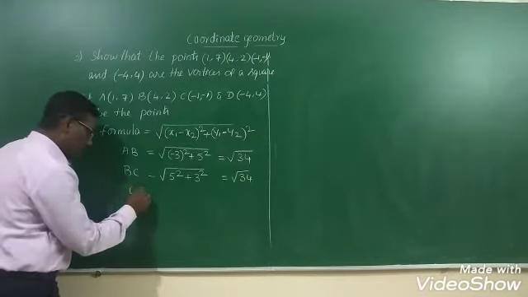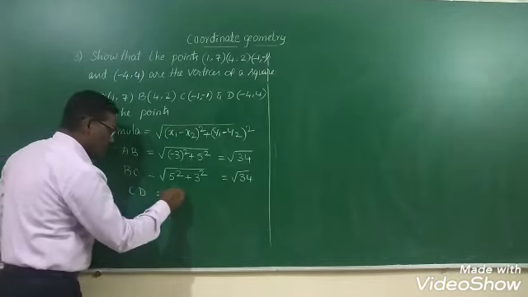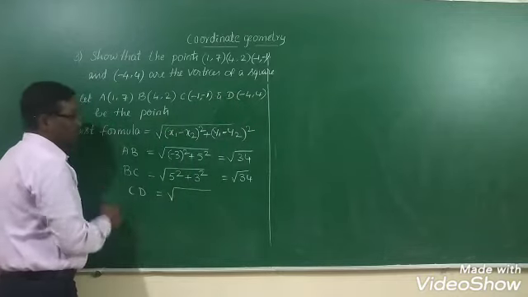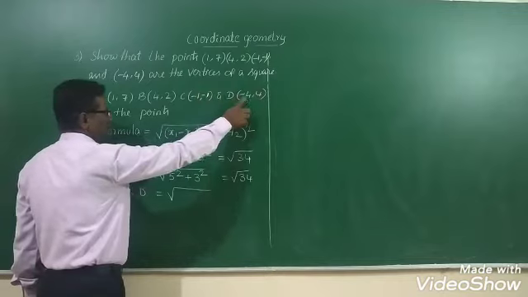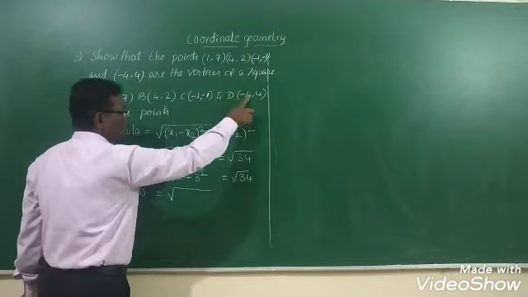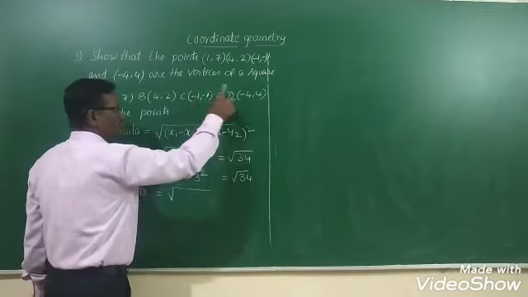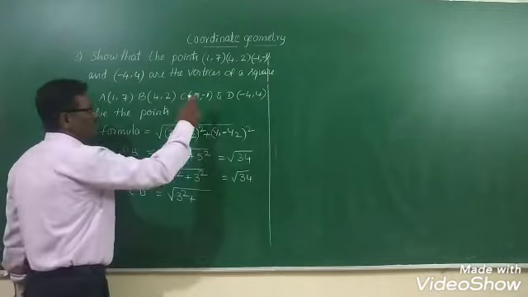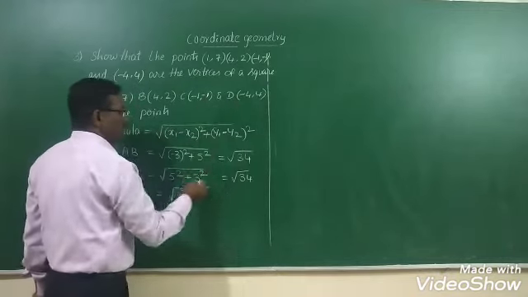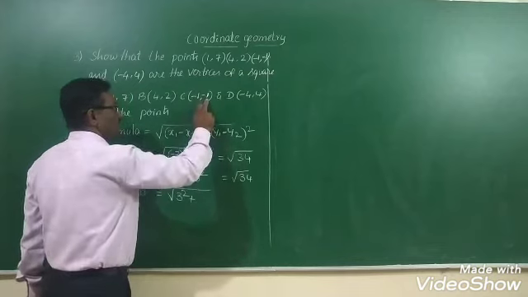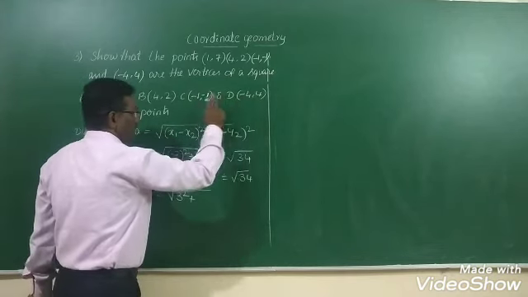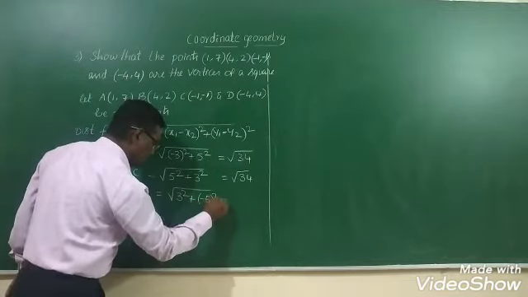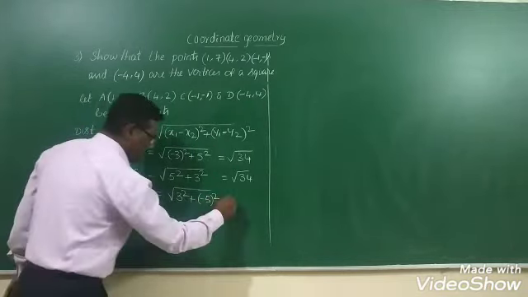Now I have to find out CD. C is the first point and D the second point. CD: x1 minus x2, minus 1 minus of minus 4 means minus 1 plus 4. 4 minus 1 is 3 square, plus minus 1 minus 4. Because of the formula there is minus. So y1 minus y2, minus 1 minus 4 whole square, that is minus 5 square. Minus 5 whole square. Again it will be root 34.